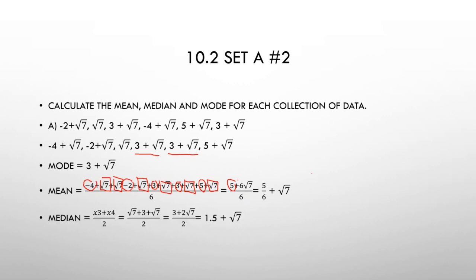And then to find the median, we're looking for the middle number, so we can get rid of the smallest number and the biggest number, and the second smallest and the second biggest, and I see that I have 2 middle numbers. So I need to add those 2 middle numbers together and divide by 2. And since I have a square root of 7 plus a square root of 7, that gives me 2 square roots of 7. So I have 3 plus 2 square roots of 7 divided by 2. 3 divided by 2 gives me 1.5. 2 square roots of 7 divided by 2 just gives me square root of 7.